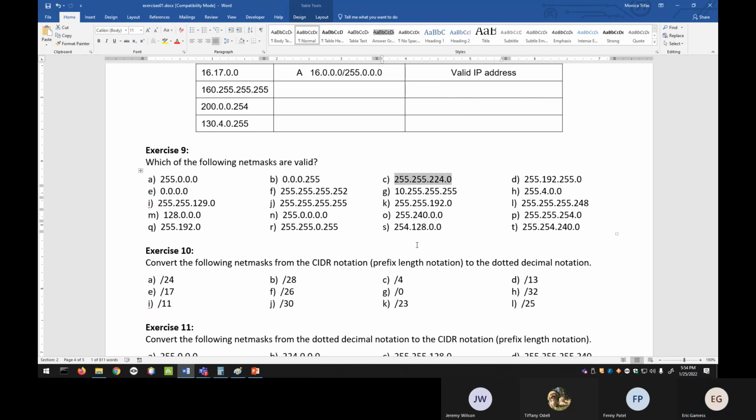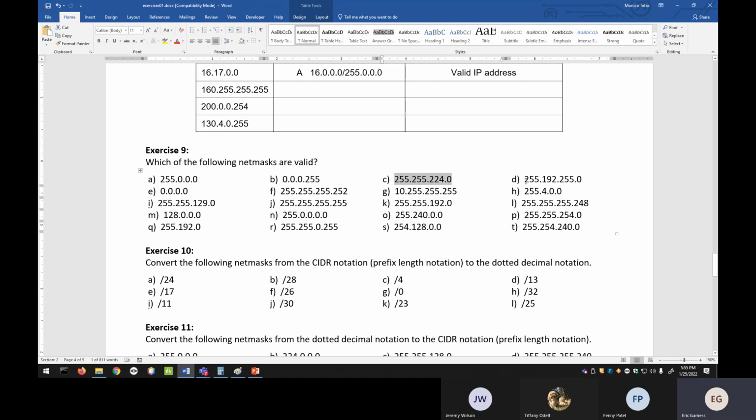Yes or no? How many? Do you have a series of 1 followed by a series of 0? Yes. What is 224? 1 1 1 0 0 0 0 0. So how many 1 we have here? 19. How many 0? 8 plus 5. 13 0, isn't it? Because 224 is 1 1 1 0 0 0 0 0.